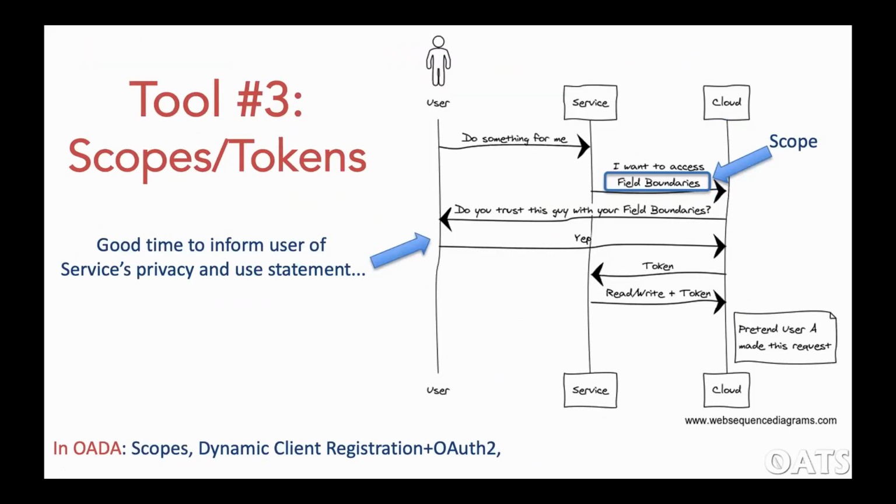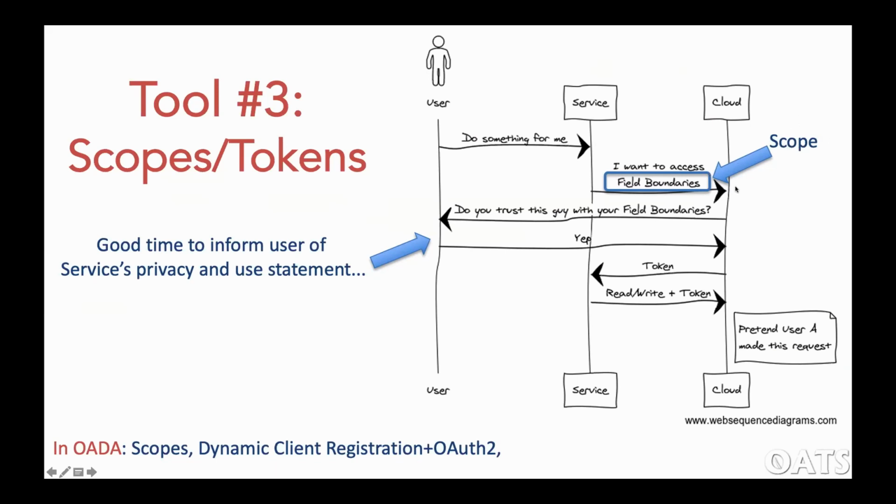Now where it starts to get a little more complex is when we cross those platform boundaries, we introduce things called scopes and tokens. And so the way that this tool tends to work is you have a user like me that I have an account at two different places. I have a service that I want to do something for me, and I have a cloud that has my data. And so I would ask the service to do something, and then the service needs to go ask the cloud for what it needs to access. So it needs to say to the cloud, I want to access field boundaries. That ask, the thing it's trying to access, is known in the industry as scope.